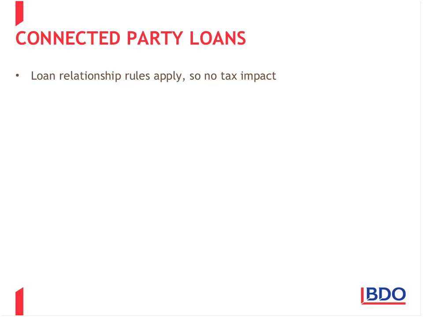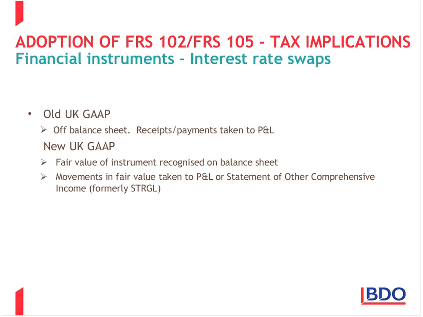Connected party loans between companies has no impact. They have a special set of rules under the loan relationship provisions, and any adjustments as a result of FRS 102 are not taxed. Financial instruments.